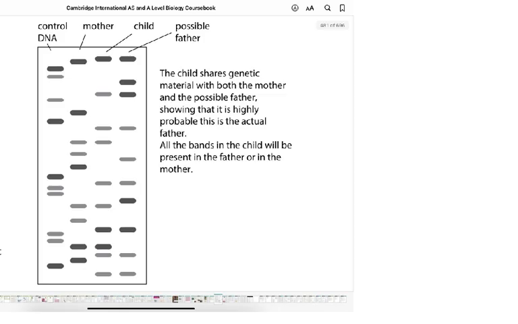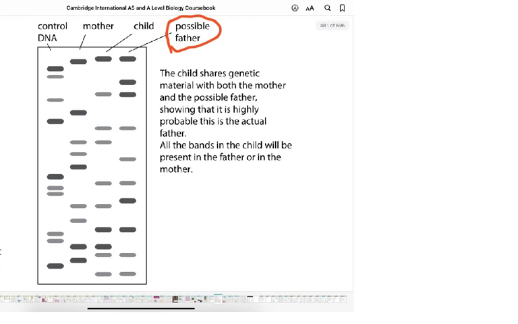Here is the application of this gel electrophoresis. Now you can see here we have a control DNA, we have the DNA from a mother, then we have the DNA from the child, and then we have a possible father. Now whenever this is paternity testing, the child will share genetic material with both the mother and the possible father, showing that it is highly probable this is the actual father.